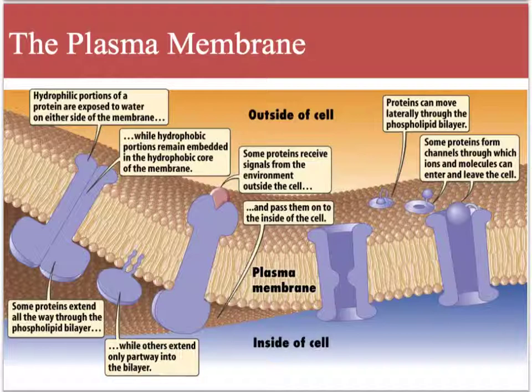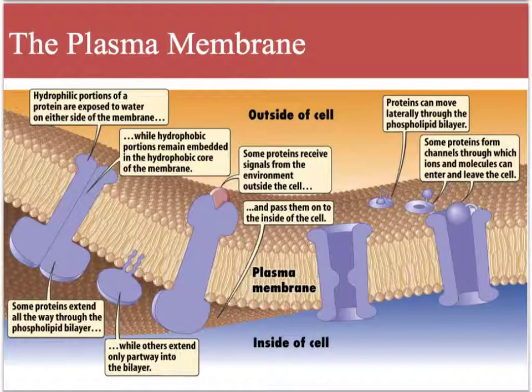So it makes sense that the hydrophilic portions, so the water-loving portions of a protein, are exposed to the water on either side of the membrane. So the outside of the cell, the extracellular fluid, the inside of the cell, the intracellular fluid. Some of them can extend all the way through the phospholipid bilayer, and they would be a protein channel. So they will open and shut as the cell needs a larger molecule to come in, such as a protein or a glucose molecule. Some are embedded partway into the bilayer.